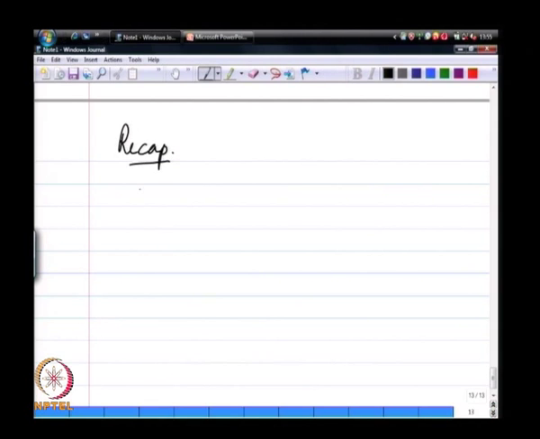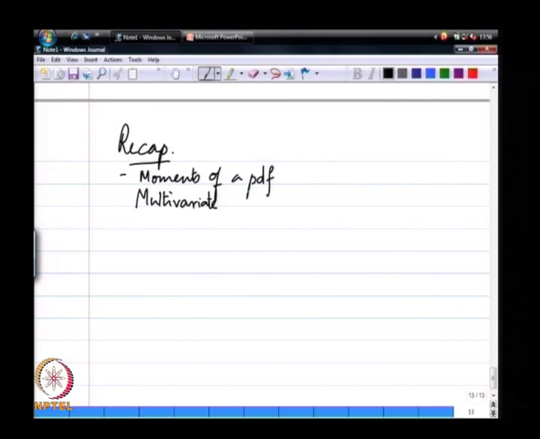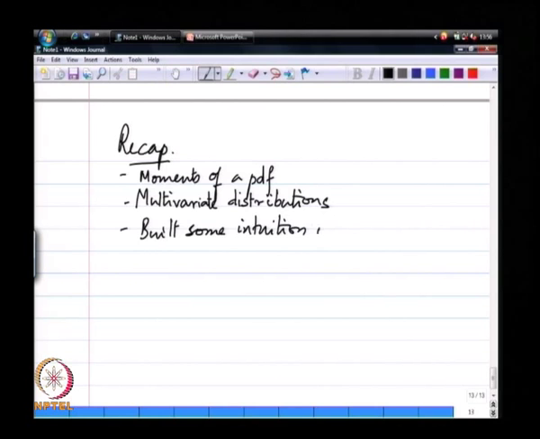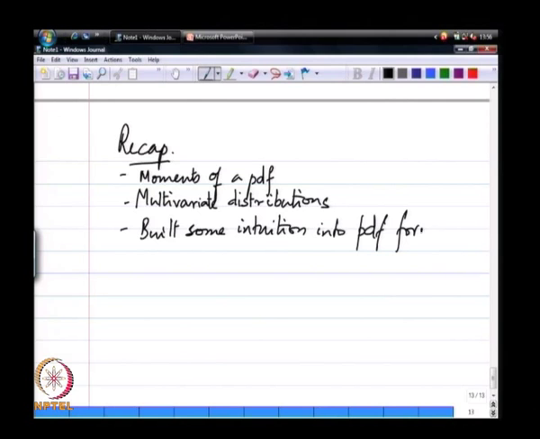Okay, let's quickly recap what we learned today and then we'll stop here. We started with moments of a PDF, and then looked at multivariate distributions. And along the way, we built some intuition into PDF forms in sprays. So, pretty much every PDF you see will have that up and down and asymptotically going to 0 kind of a trend. Okay, we'll stop here.